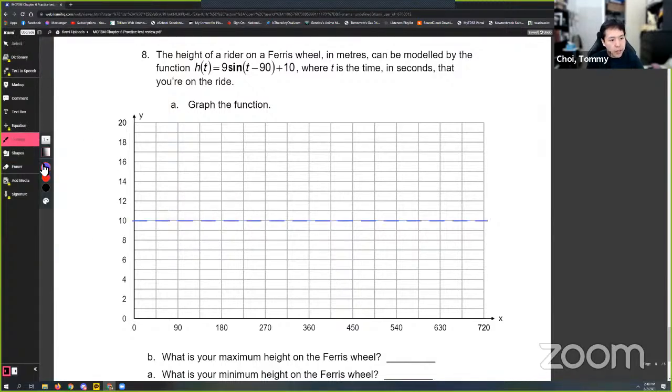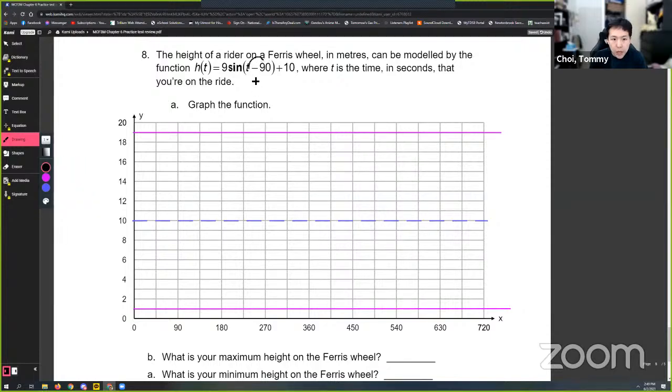So we draw the equation of the axis. We draw the peak. So the amplitude is 9. So I'm going to go 9 above 10, which is 19. I'm going to draw that line. And then 9 below 10, which is 1. And I'm going to draw that line. Okay. So there's my equation of the axis there, and my peak and my trough. So I'm going to indicate those first using my amplitude, using my equation of the axis.